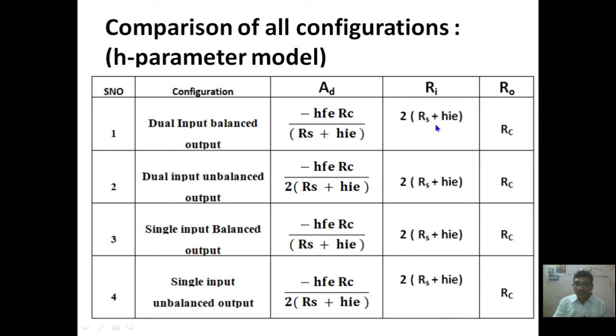So here you can observe one thing, the input resistance or differential input resistance is the same for all stages, and the output resistance is also the same for all stages. Only the change is the differential gain of our differential amplifier. Okay, if it is balanced output, we won't get 2 in the denominator. If it is unbalanced output, we will get 2 in the denominator section. So these are the key points to remember for the differential gains of differential amplifier using h parameters.